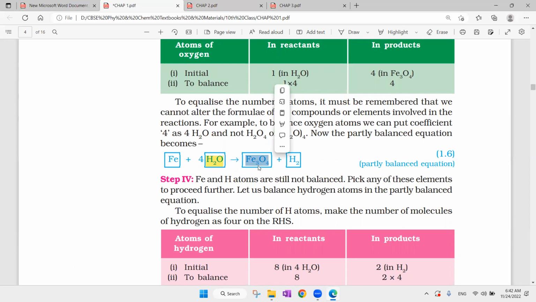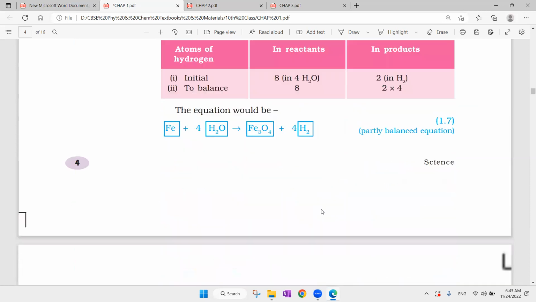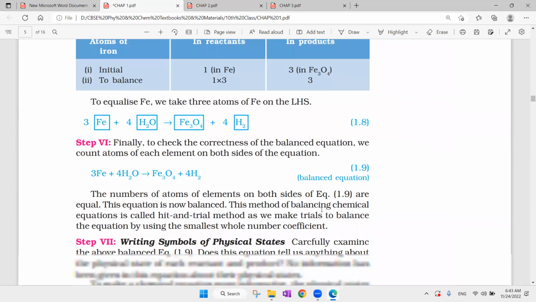Fe3O4. Here you should not change 3, you should not change 4, etc. Why? Because those numbers are according to valency, by the crisscross method. You only have to assign numbers in front of the formula, not inside it. So you will get that information here.